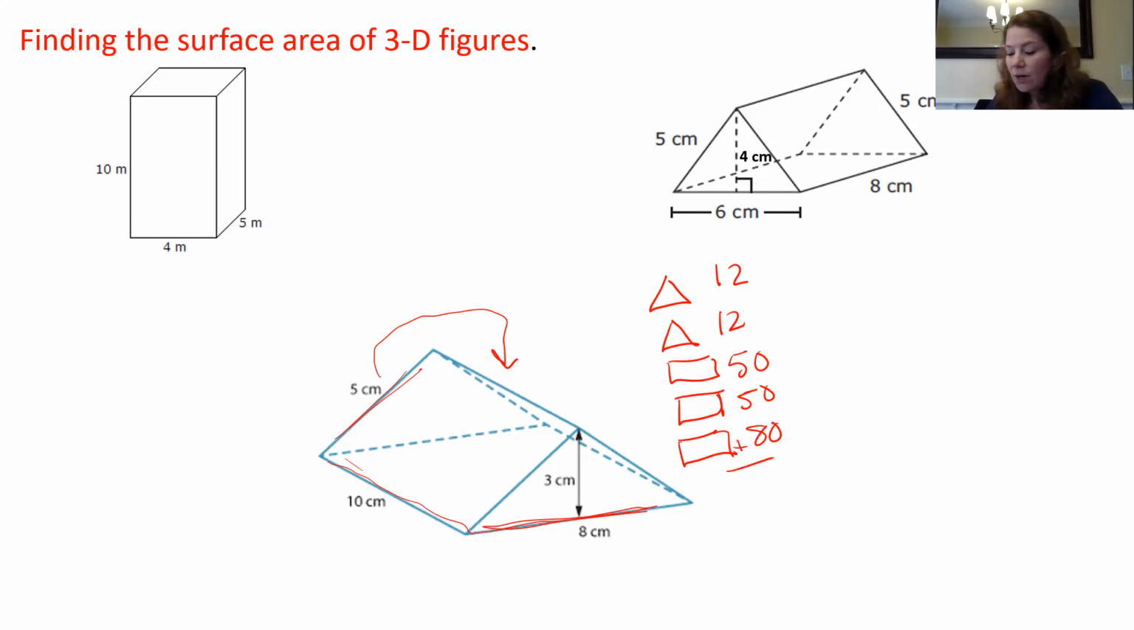Did you get 24 plus 180 is 204? Did you guys get 204 centimeters squared? I hope you did. All right, what about a cube, you guys?